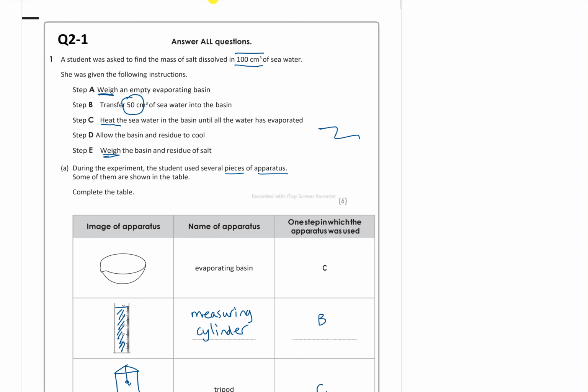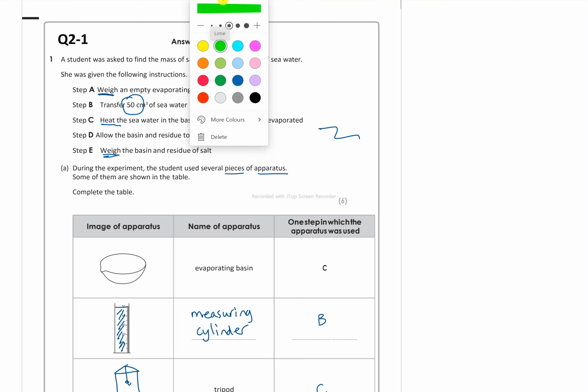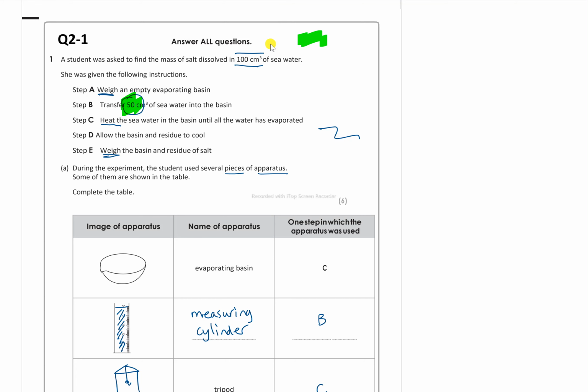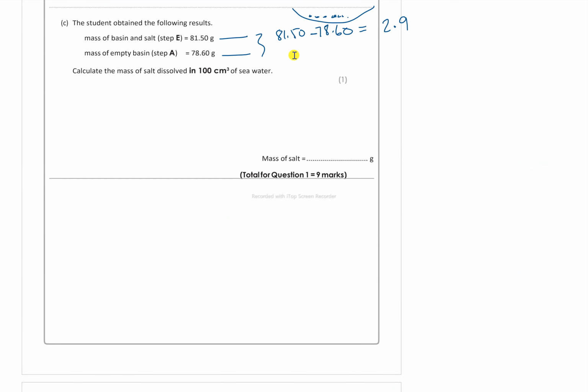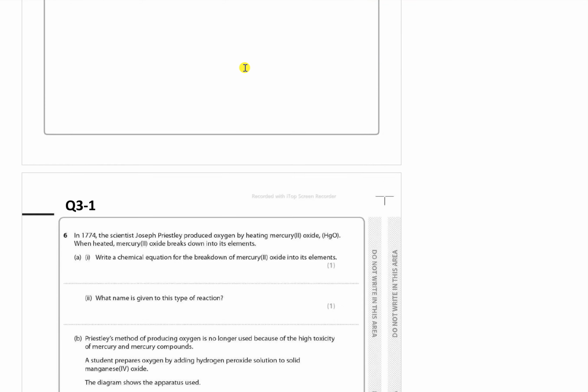Now this is where you've got to be careful. Look. Okay, we'll live with that. Right. They've only used 50, but they want it in 100. So you just got to double your answer. So it'll be 2.9 times 2, which equals 5.8 grams. Right, let's move on.